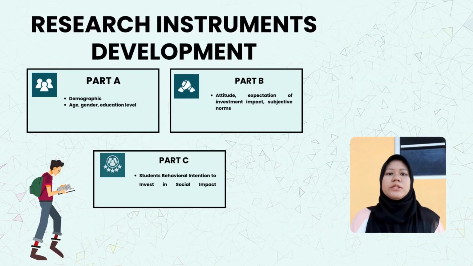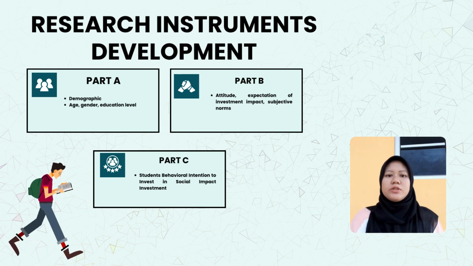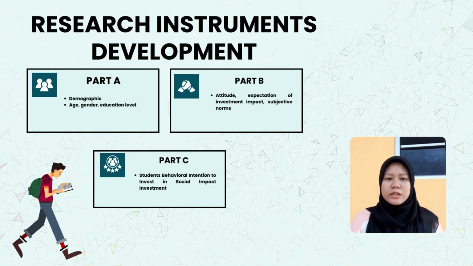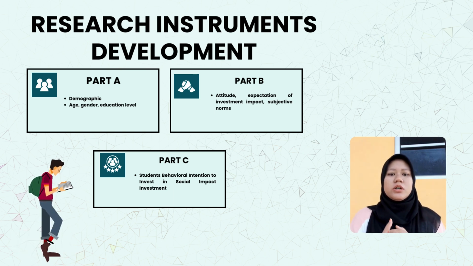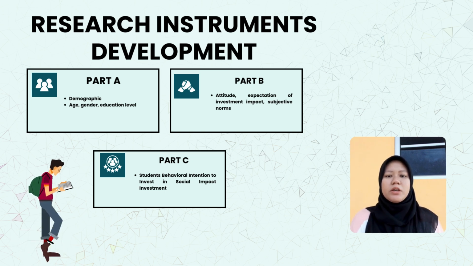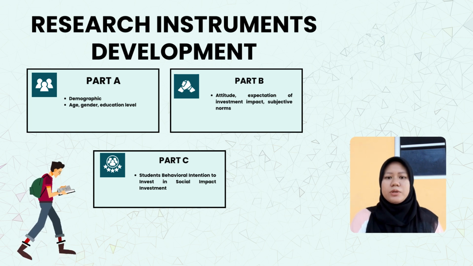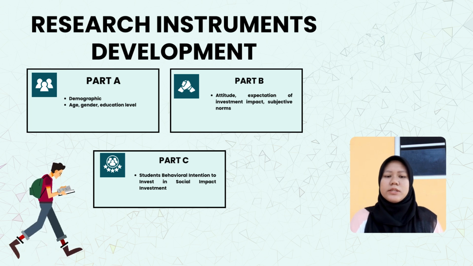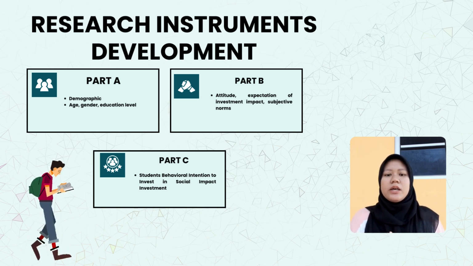We will move to the research instrument development. Research instruments are crucial for accurate data collection and assessment as they accurately represent the phenomena being investigated. In our study, we use a questionnaire design to acquire information from students' interest and readiness in social impact investing. The questionnaire is divided into three parts: Part A, Part B, and Part C. Part A contains demographic questions, which consist of 7 questions such as age, gender, educational level, and others.